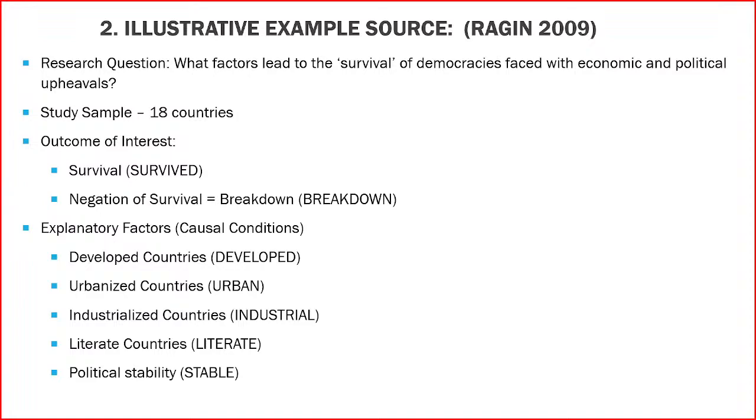And what it does is it examines survival of democracies, right? And breakdown of democracies in 18 countries along 5 explanatory factors or causal conditions or theoretical attributes. If the country is developed, if the country is urbanized, if the country is industrialized, if it's literate, and if it has got political stability. Along these 5 explanatory factors, the outcome of interest is survival, or democracy survived, or breakdown, it broke down. So the research question is, what factors lead to the survival of democracies faced with economic and political upheaval? So that comes from Ragin's book.